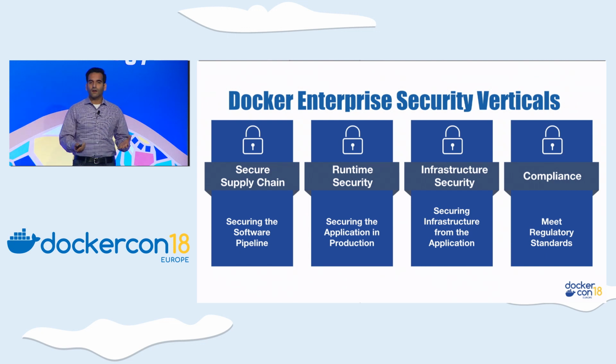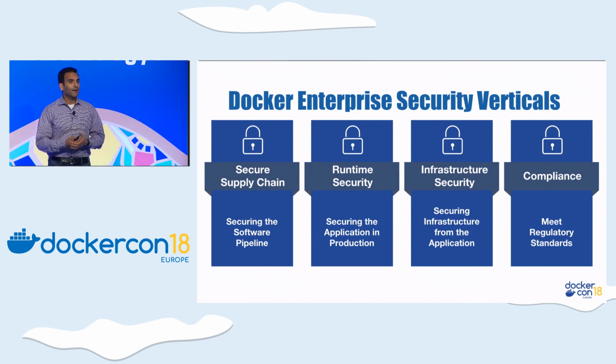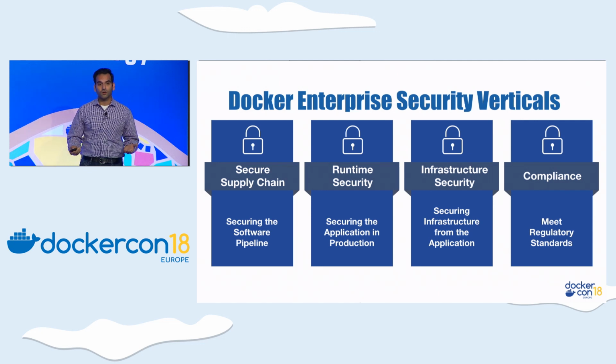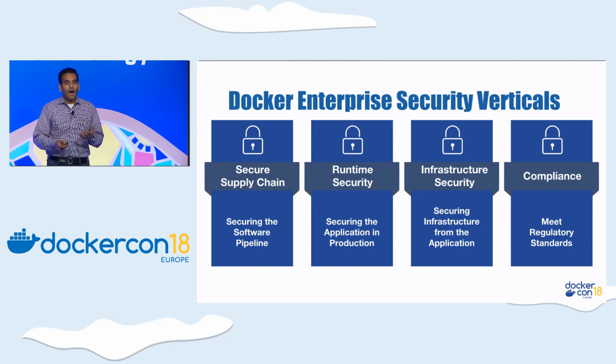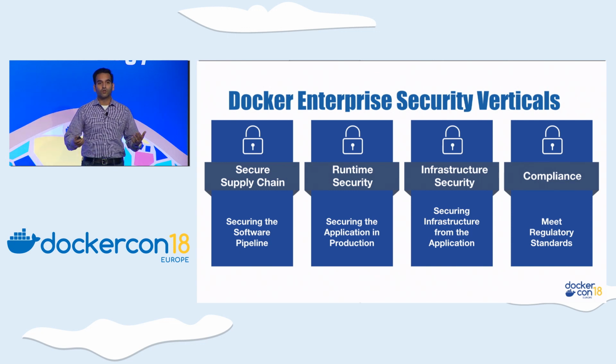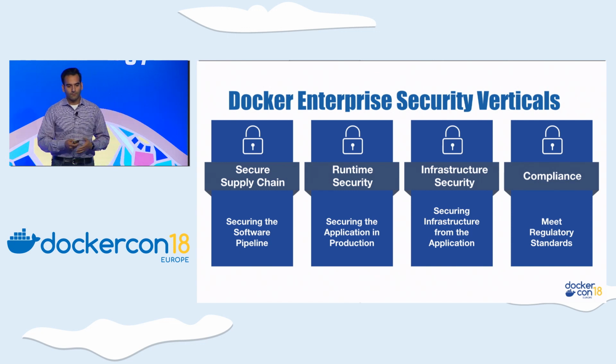Next one is runtime security. All right, so now you have your application, it's going through the CI/CD pipeline, and now it's time to deploy it in production. Once it's deployed in production, how do you secure it? As it's running, what kind of security capabilities and boundaries do you want to put around it?